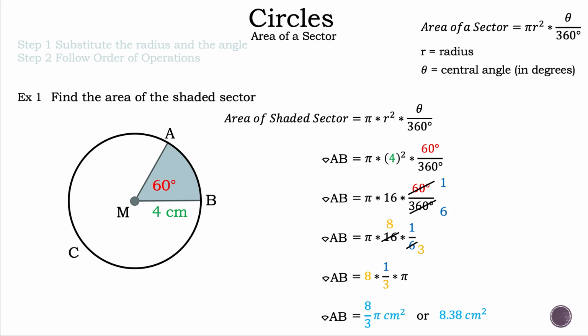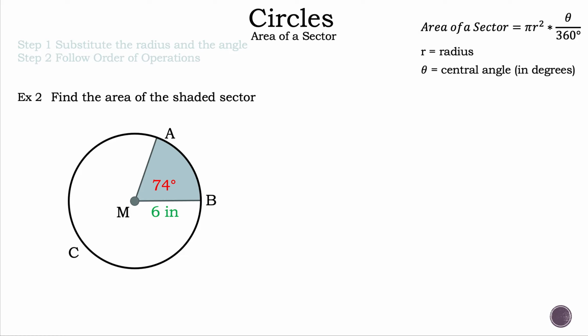Now let's take a look at example 2. Now example 2 is very similar to example 1. So we're going to go ahead and begin the same way by writing down the area of a sector in a circle formula. And that formula is pi times radius squared times theta divided by 360 degrees.